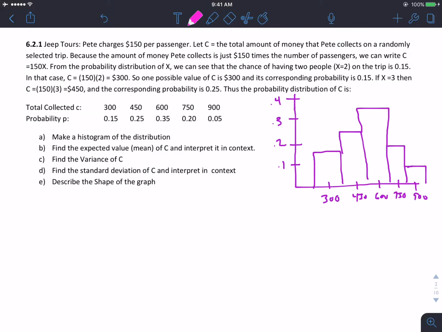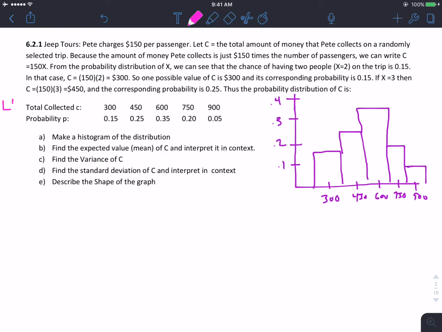Pete's Jeep tours. It's $150 per passenger, and they give you the total amount collected and the probability. The first thing they do is ask you to make a histogram. By now, we already know how to do it. Then they ask you to find the mean and interpret this value in context.